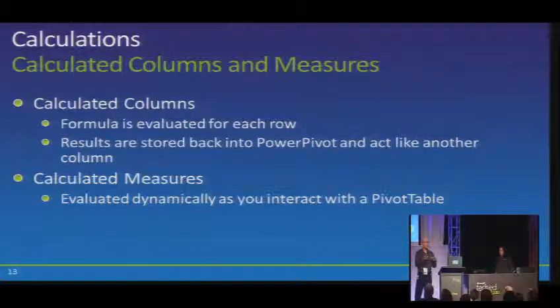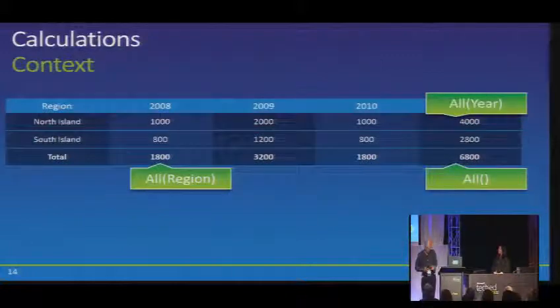So what the difference is with a calculated measure is that the calculation happens on the fly for every single cell inside your pivot table, and it's dependent on the context of that cell. So to give you an idea of what I'm talking about, we just need to understand context a little bit.